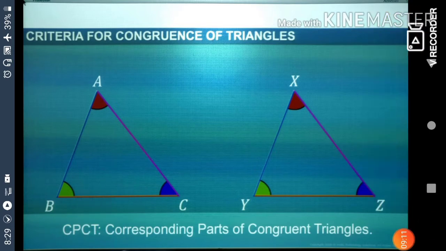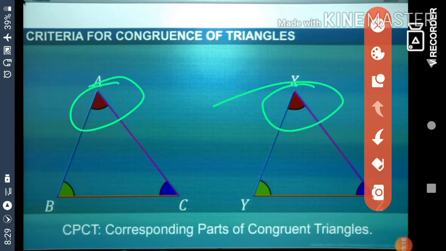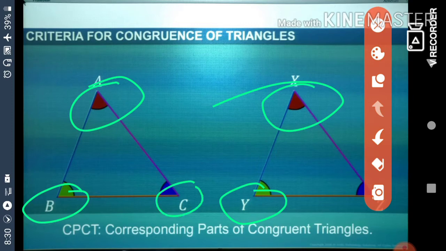Corresponding parts means what here? It means this angle A is the corresponding part of angle X of triangle XYZ. In triangle ABC, angle A, and in triangle XYZ, angle X. So A and X are corresponding parts because they are equal to each other. In the same way, B is equal to Y, so B and Y are corresponding parts. C and Z are corresponding angles.